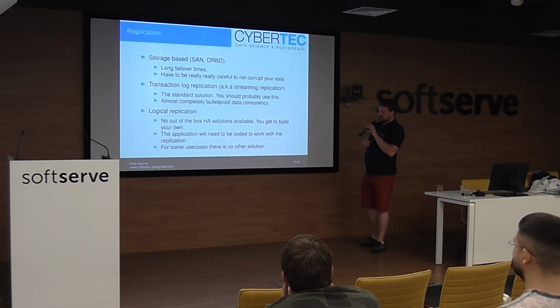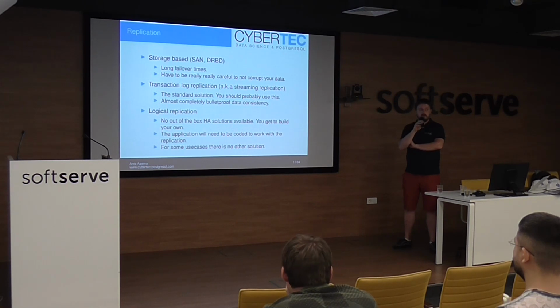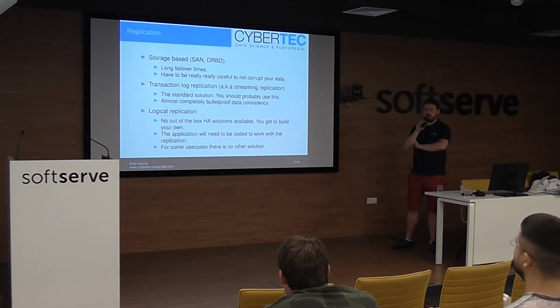The next option is replicating transaction logs, also known as streaming replication, which is the standard way you do replication in Postgres. So if somebody says Postgres replication and doesn't specify anything more, they usually mean streaming replication. And if you want high availability, you probably want to use this one. Most importantly, because it's pretty bulletproof for data consistency. It's hard to break the streaming replication in a way that corrupts your data.